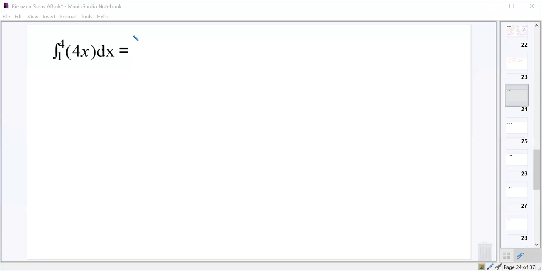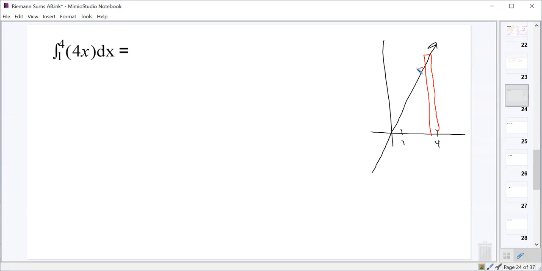Okay, sorry. All right, so did you guys sketch y equals 4x from 1 to 4? This time what we're looking at here is a trapezoid, right? If we're just looking for the specific area underneath this curve, it's just a trapezoid. So what's the area of that trapezoid?